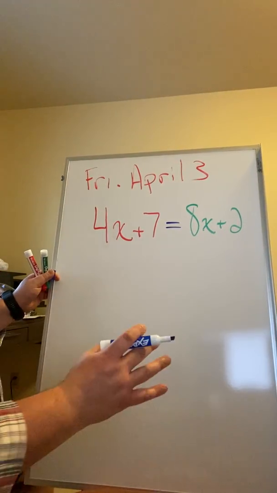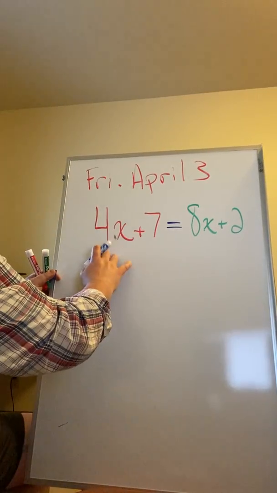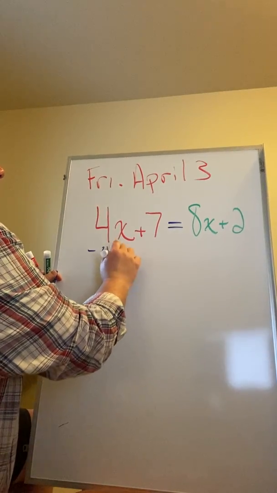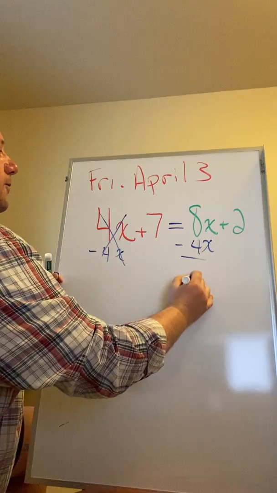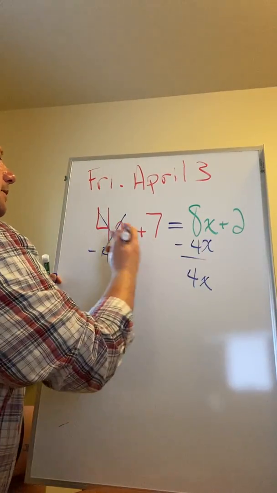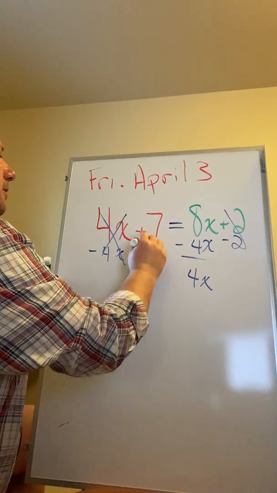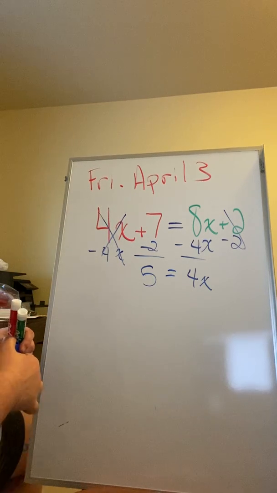We're going to get the x's to one side, the constants to the other. In this one, I'm going to move the 4x over to the right just because it's smaller. So the opposite of a positive 4x is a negative 4x, which cancels. 8x minus 4x is a 4x. If I move the x's to the right, I've got to move the constants to the left. So I'm going to subtract 2 and subtract 2. That makes 5. And I can already see 5 is not divisible evenly by 4.